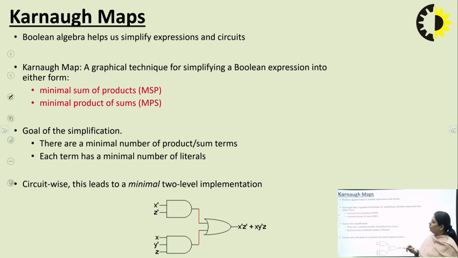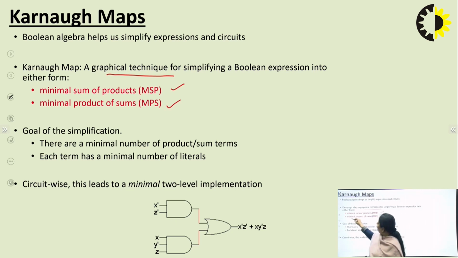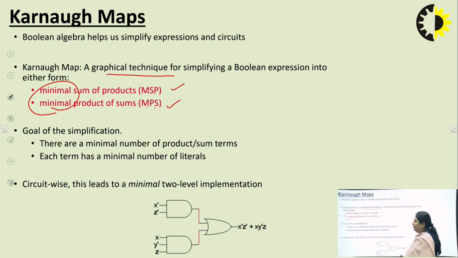So what we have to do in K-map, it is a graphical technique, where we have to make a graph in which a Boolean expression in the form of sum of product or product of sum, we have to minimize it, minimal sum of product or minimal product of sum. We can write it as MSP or MPS. What is the goal to achieve through K-map? There is a minimal number of product or sum terms, and each term has a minimal number of literals. Literals again are variables x, y, z or a, b, c, anything.